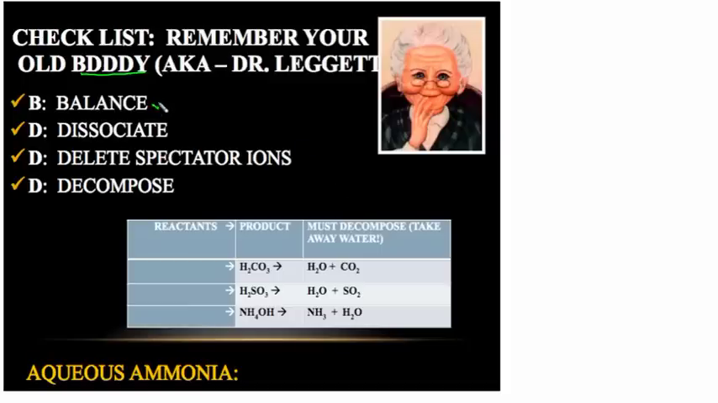So BIDDY stands for B, balance. D is dissociate, and I'll talk in just a minute. We'll unpack that term a little bit more. The second D is delete, and then decompose. Now, this is a great checklist, but you want to start seeking ways to streamline your work. I don't want to tell you how to do it initially. I'd like you to be working through the full processes that I'm going to be showing you, and eventually you'll need to find ways to get to that final answer much more quickly.